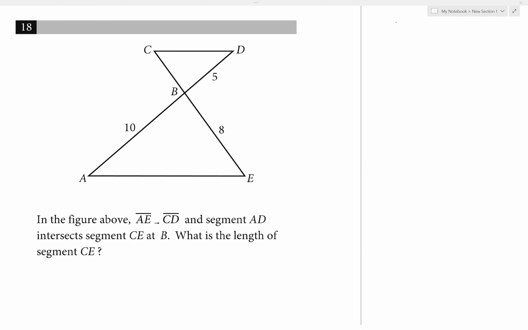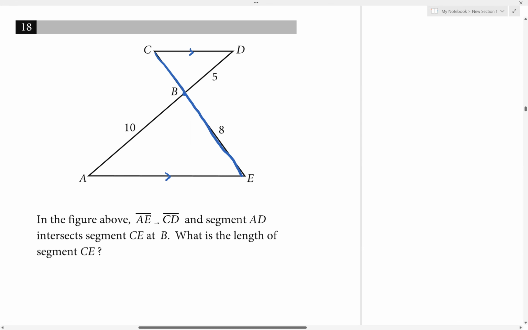Okay, it's a weird way they put it, but I believe what it means here is that these two lines are parallel. That's what we're trying to say. So AE and then there's a little arrow to CD. So these two lines are parallel to each other. And segment AD intersects CE at B, so they touch right there. We're trying to solve for the total length of CE.